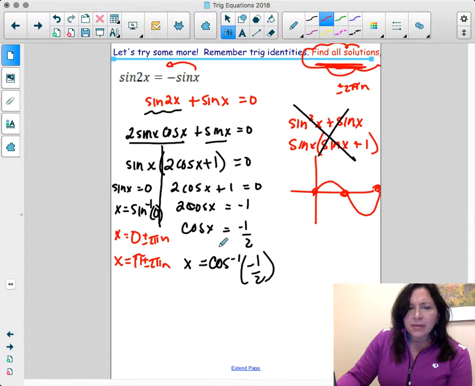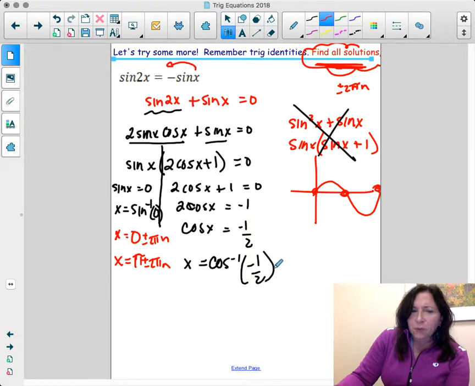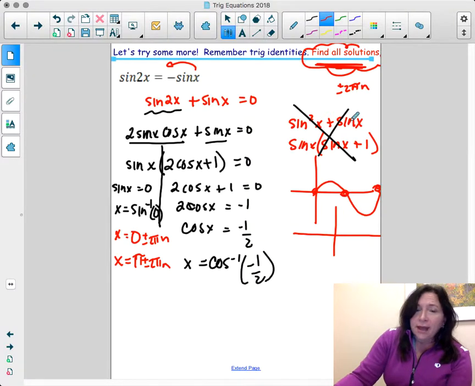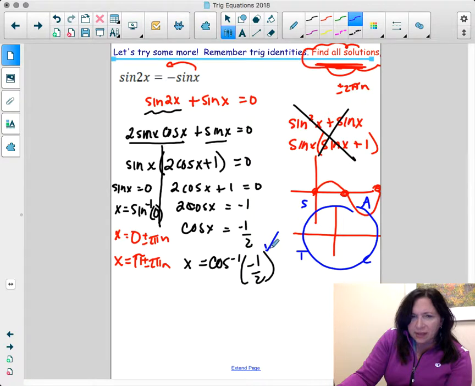Okay. This one right here is asking me, where is cosine -1/2? Well, I'm looking at my graph and I could look at my graph and I'm thinking, okay, here's my circle. All Students Take Calculus. This is a negative value. See that right there?